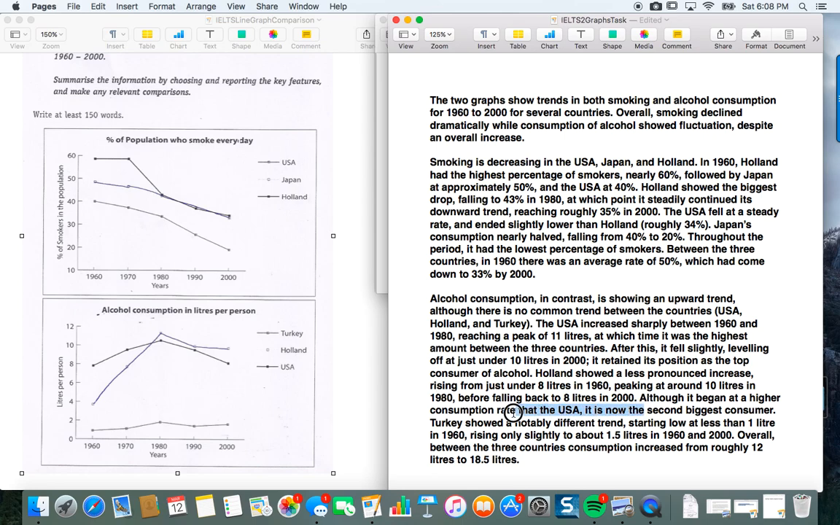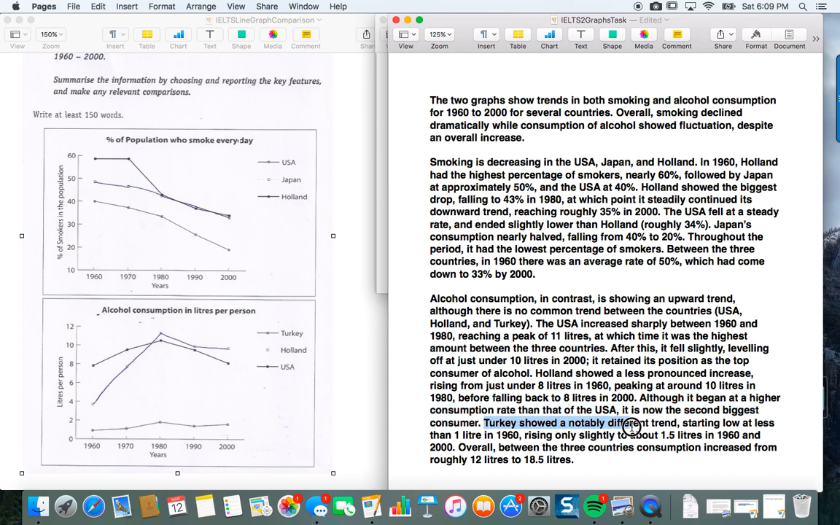Although it began at a higher consumption rate than that of the USA, it is now the 2nd biggest consumer. So I point that out, right? Although it started here higher, it is now a lower consumer, even though it's the original number.